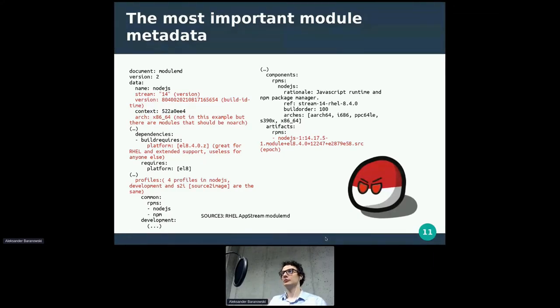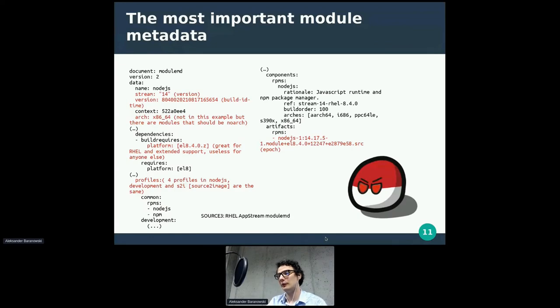Okay, so when it comes to the platforms, it might be confusing. Because this platform is not like Enterprise Linux 8, but there is this dot version and more information. And this is great for Red Hat Enterprise Linux, especially when you think about the extended support that Red Hat offers, but not for anyone else. When it comes to the profiles, it also might be a little bit confusing. For example, in Node.js, you have a development and a source-to-image profile, and they are exactly the same.